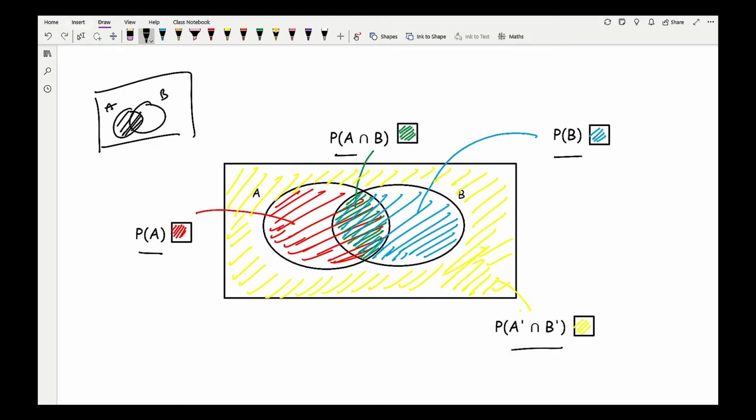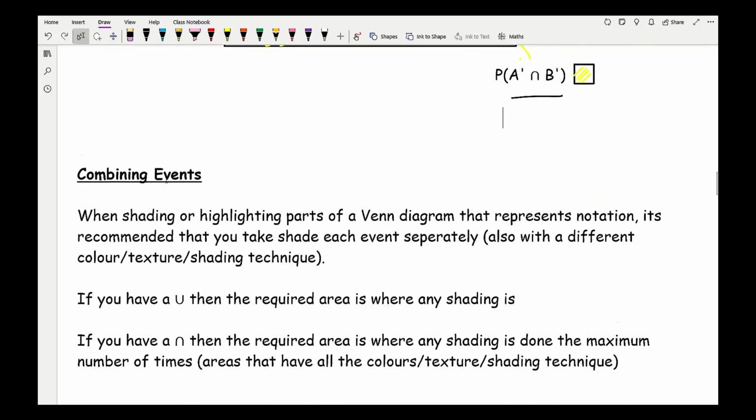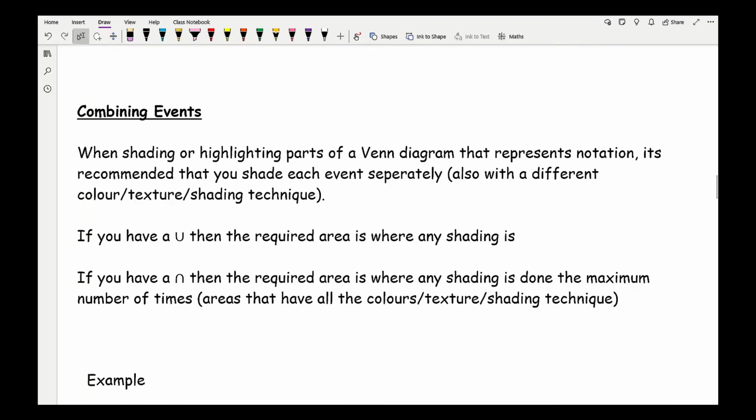So it's really important that you can do this, regardless of being able to work with probabilities. Now, when it comes to combining events, shading or highlighting parts of a Venn diagram that represent notation, it's recommended that you shade each event separately, with a different colour, texture or shading technique.